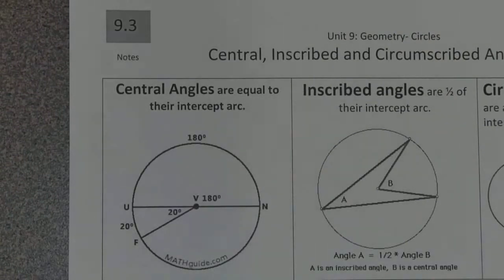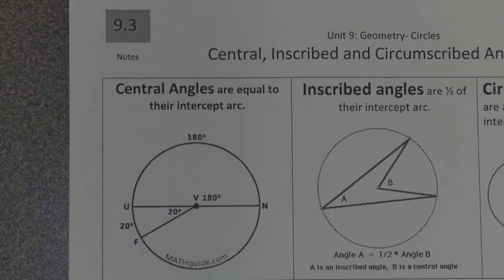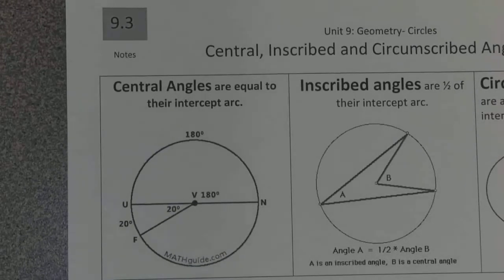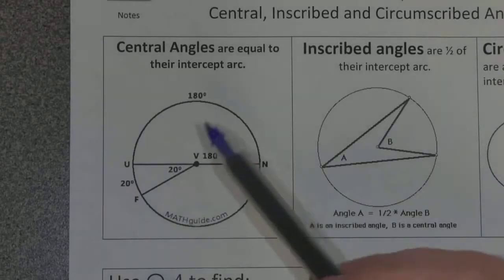This is note-taking guide 9.3. We're talking about 3 different kinds of angles: central, inscribed, and circumscribed. On the first note-taking guide of this chapter, I actually told you guys what each one of these angles were, but today I'm going to teach you the rules that go along with it.